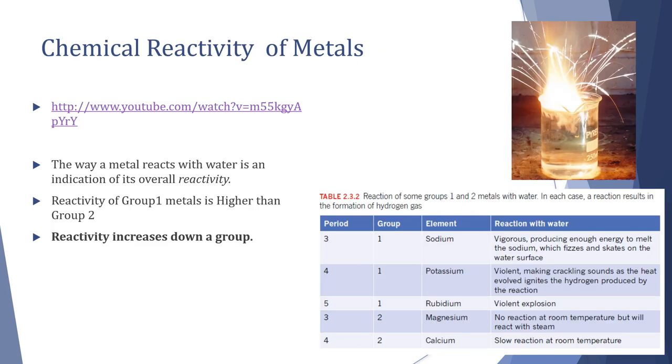So the reactivity of metals, okay, increases as we go down a group. Group 1 metals is higher than group 2 because group 1 have a lower effective nuclear charge, so their electrons are held less tightly. So remembering our reactivity, our reactivity increases down a group because our ionization energy decreases as we go down a group. For the same core charge, we have increasing distance, so the electrons are held less tightly.